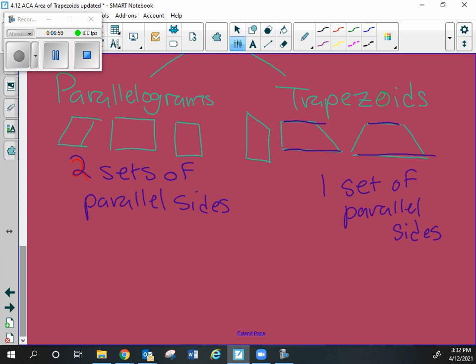Okay, and is it the top and bottom or the sides that are parallel? The sides are parallel. The top and bottom eventually would run into each other. They're not perpendicular, but they would eventually intersect if I extended those lines.